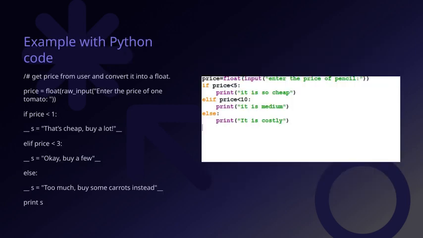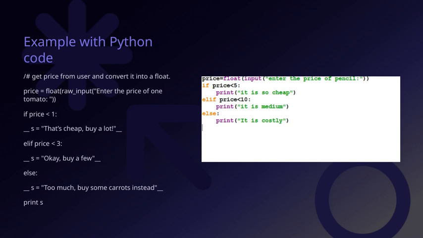All right, let's walk through this example with Python code. First, we prompt the user to enter the price of 1 tomato, and we convert that input into a float. This allows us to handle decimal values easily. Then, we use an if/else structure to decide what message to display based on the price. If the price is less than 1, we say, "That's cheap, buy a lot." If it's between 1 and 3, we suggest, "Okay, buy a few." Otherwise, if the price is 3 or more, we tell the user, "Too much, buy some carrots instead." Finally, we print out the message stored in S.